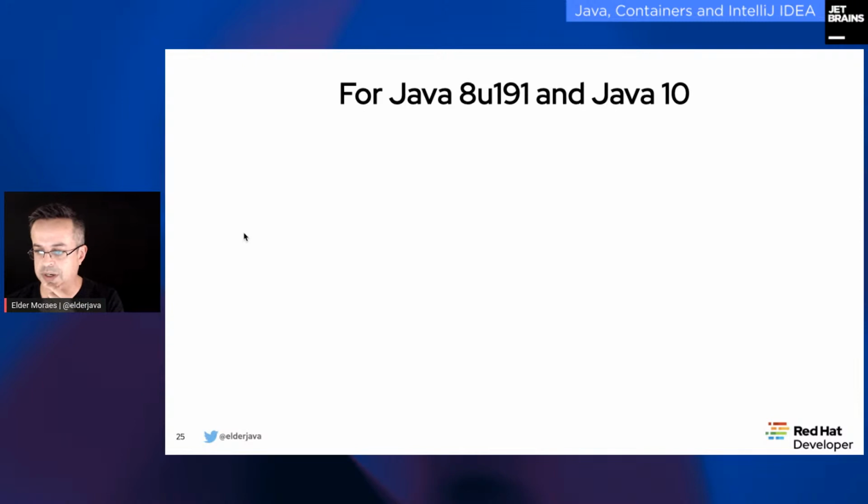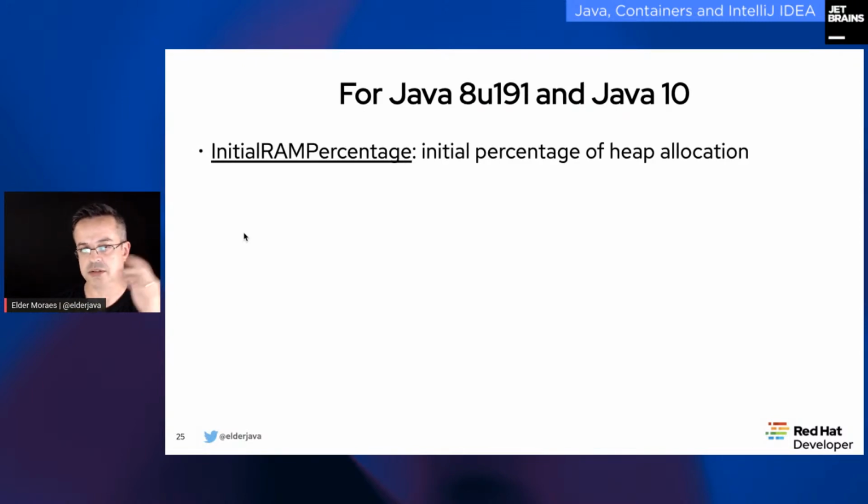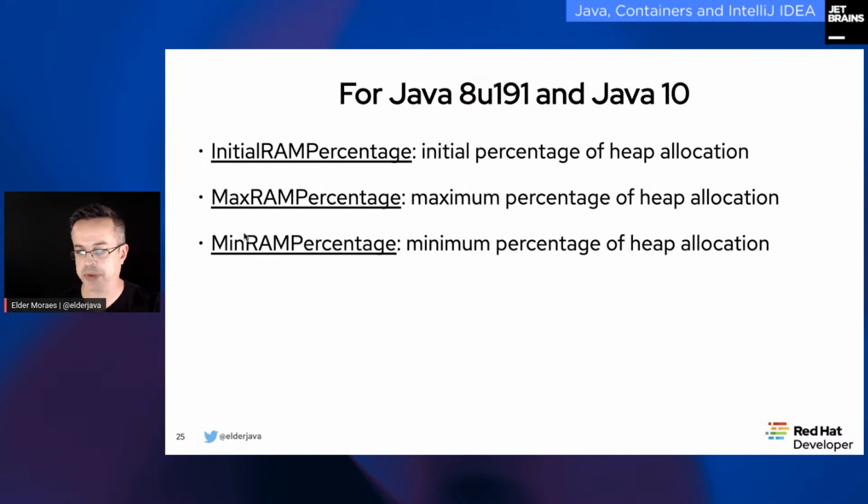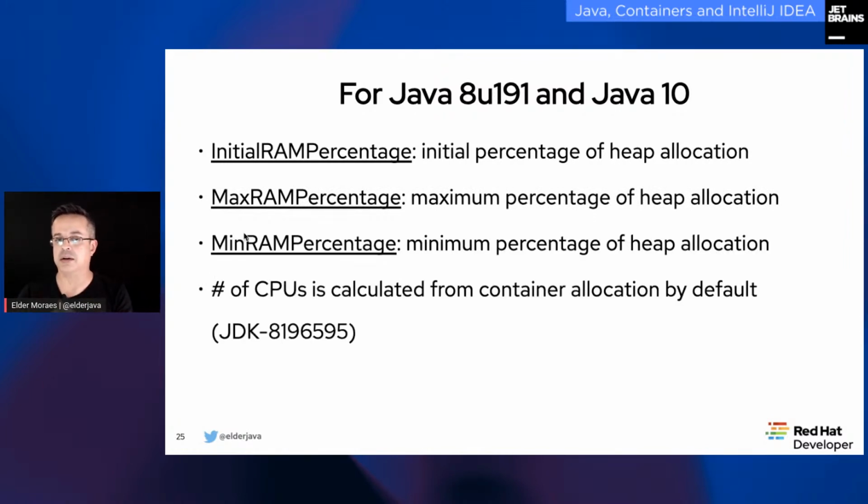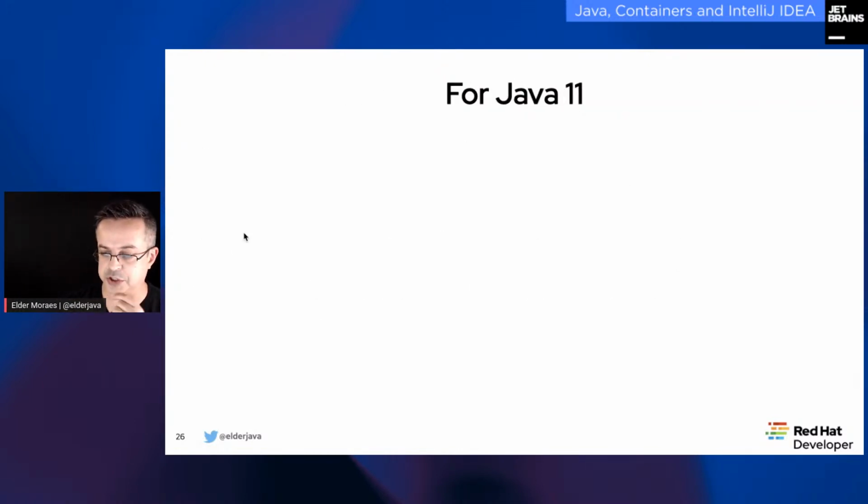On Java 8 191 and Java 10, some new flags arrived: initial RAM percentage, max RAM percentage, minimum RAM percentage. So you have more features to calculate the allocation of memory, and also the number of CPUs started to be calculated based on the container allocation by default. So you don't need to turn on any feature in this version.